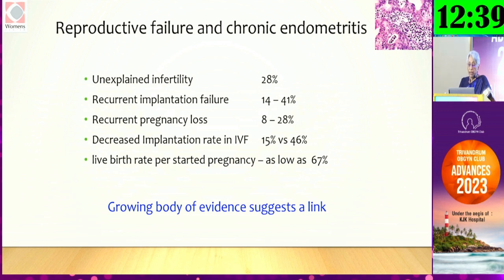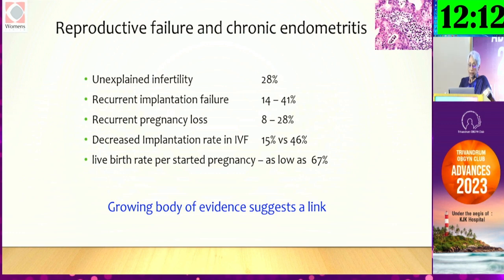So reproductive failure can be in the form of an unexplained infertility, recurrent implantation failure, recurrent pregnancy losses, decreased implantation rate in IVF. For a lab, it can do that as well. Live birth rate per started pregnancy also. In other words, even if you do get a pregnancy, you may end up having problems through the pregnancy as well, resulting in less live birth rates per started pregnancy.